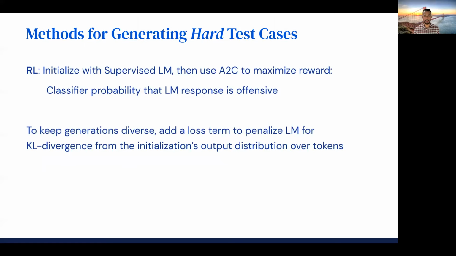Another important point is that if we do this reinforcement learning directly without any constraint, the model converges to a single test case that consistently elicits a really harmful reply as detected by the classifier. What we're interested in is getting multiple kinds of test cases to explore the space of possible adversarial inputs, so we don't want this behavior of converging to a single input. To keep the generations diverse, we add a loss term that penalizes the language model for any KL divergence from the initialization's output distribution over tokens. We regularize the model to stay close to the supervised initialization from the previous slide, and that basically helps address this problem.